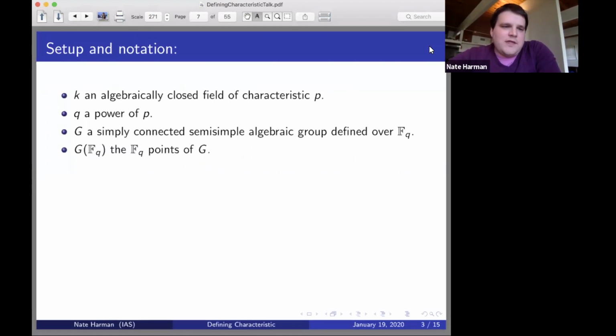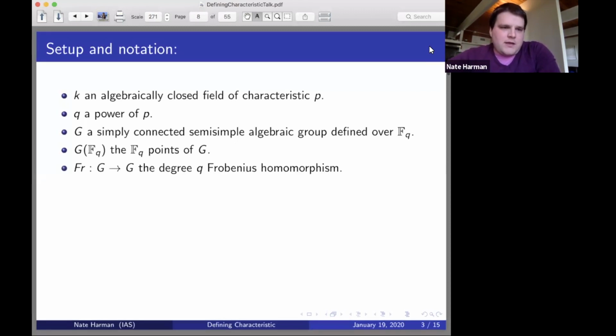The main actors in this are G itself and GFQ, which is going to be the FQ points of G. And this makes sense because G is defined over FQ. So I have a way of defining G over FQ, and then I can ask what the FQ points are, and I get this finite group.